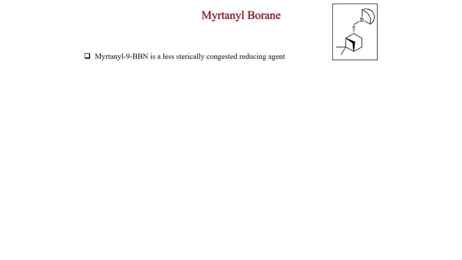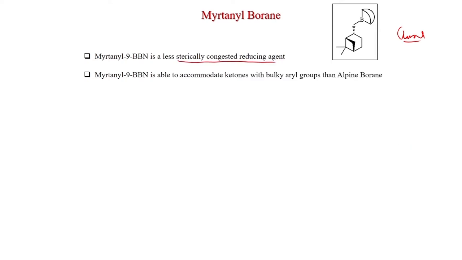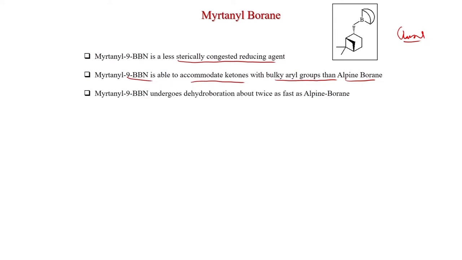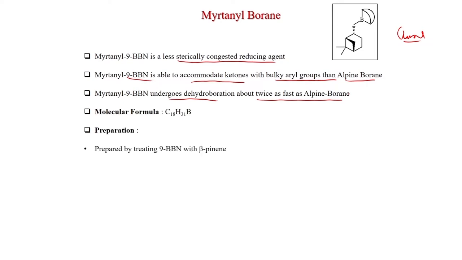Now, we will discuss another borane. This is also chiral. This is named methanyl 9-BBN. It is a less sterically congested reducing agent. Methanyl 9-BBN is able to accommodate ketones with bulky aryl groups better than alpine borane. So, this is important. It can accommodate bulky groups, aryl groups also. Methanyl 9-BBN undergoes dehydroboration about twice as fast as alpine borane. So, this is also important. Reactivity is high.